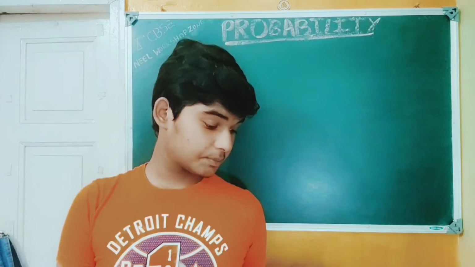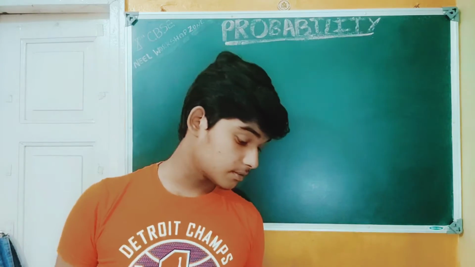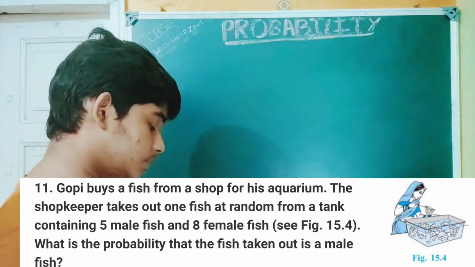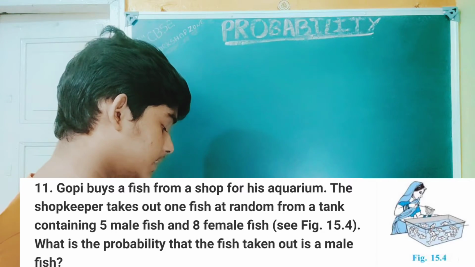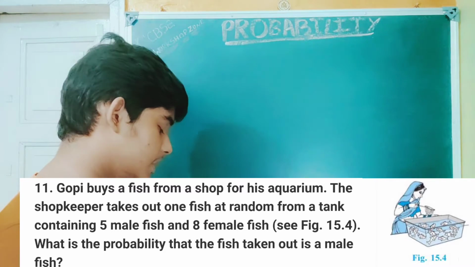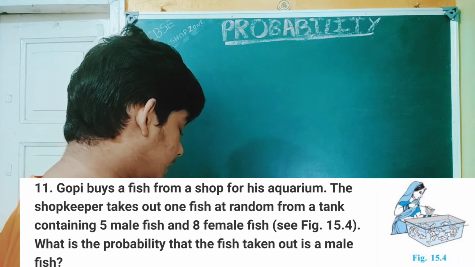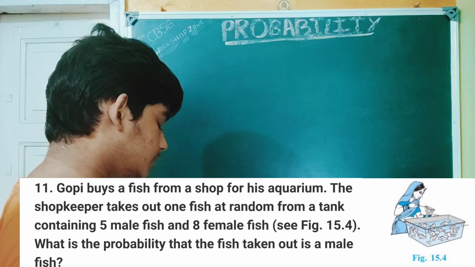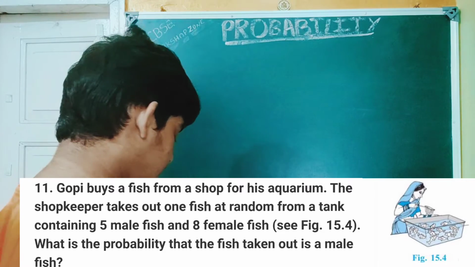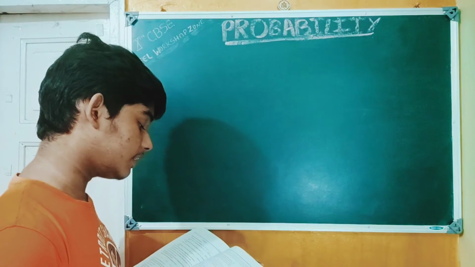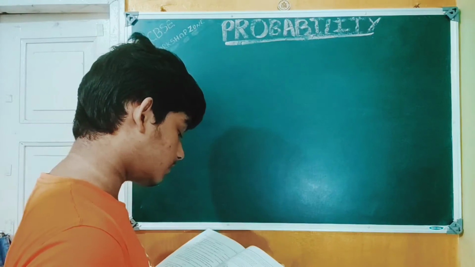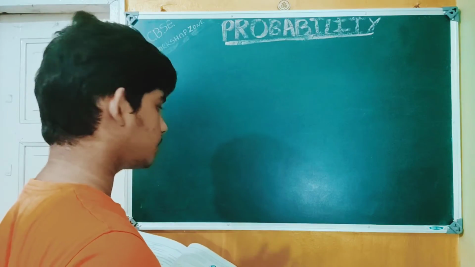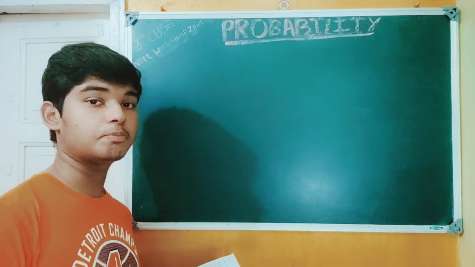I got some more sums right here and we'll solve them together. The next sum is: Gopi buys a fish from a shop for his aquarium. The shopkeeper takes out one fish at random from a tank containing 5 male fish and 8 female fish. See Fig 15.4. What is the probability that the fish taken out is a male fish? So there are a total of 13 fishes, and we need to find the probability of a male fish being taken out at random.